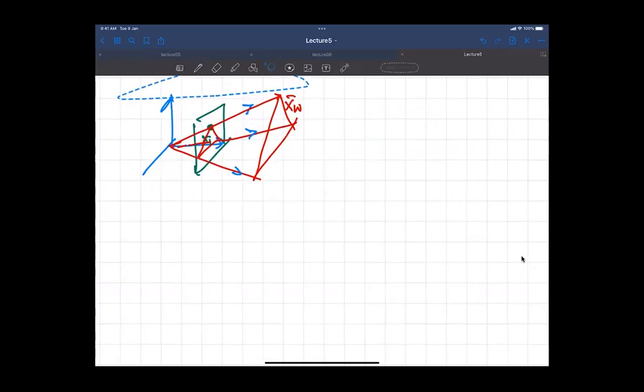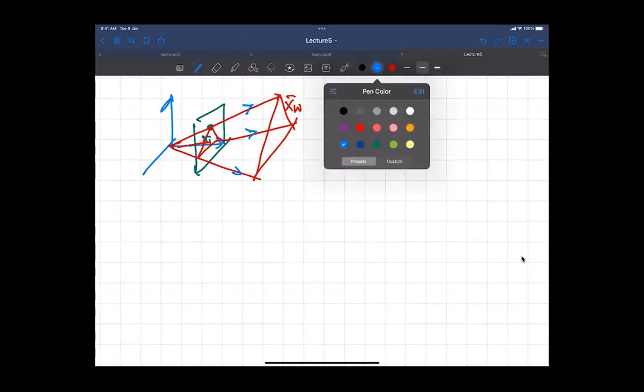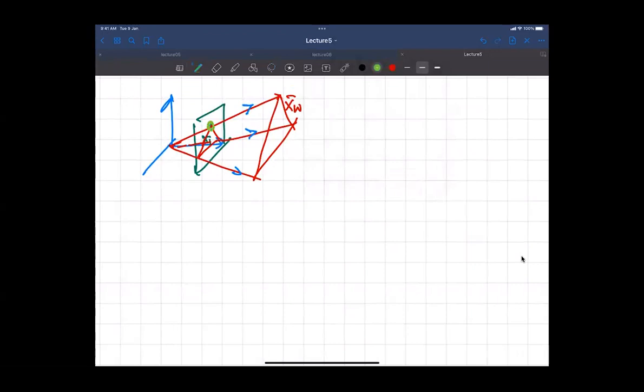Right. So if you want to have a point from this green point, for example, this green point, that green point there. If you want to find the red line, then you have to know the origin of the camera. Once you know the origin of the camera, then you can have this red line.